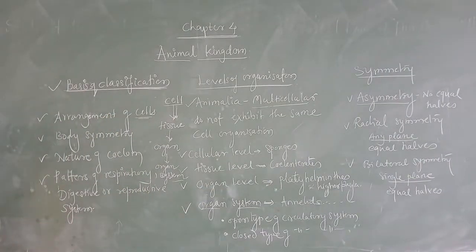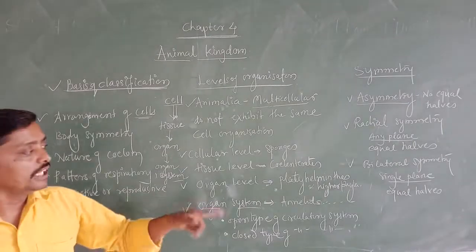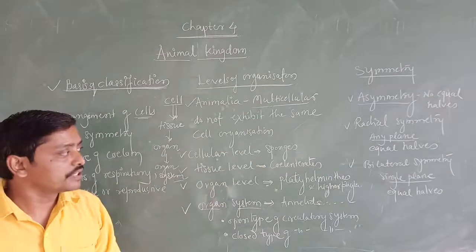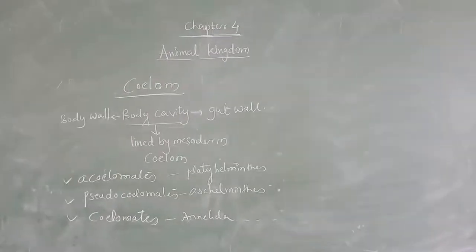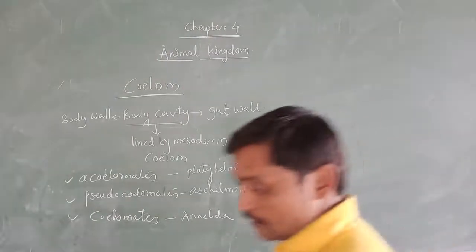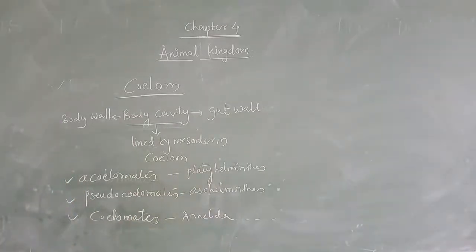And the last one is bilateral symmetry, when an organism is cut in a single plane passing through the center and it is divided into two equal parts. Such type of symmetry is called bilateral symmetry. Okay, so first of all what have we studied? We have studied about symmetry. Now after symmetry we are going to study about diploblastic and triploblastic organisms.